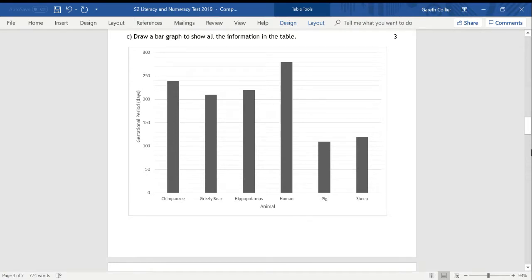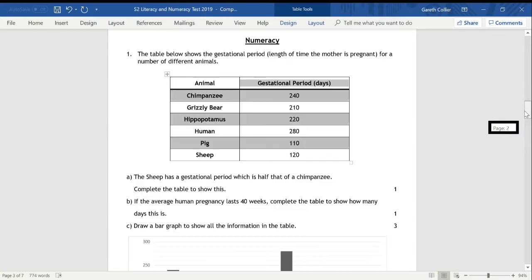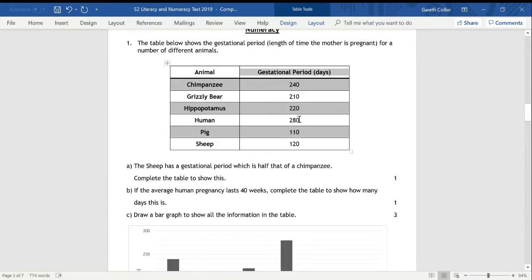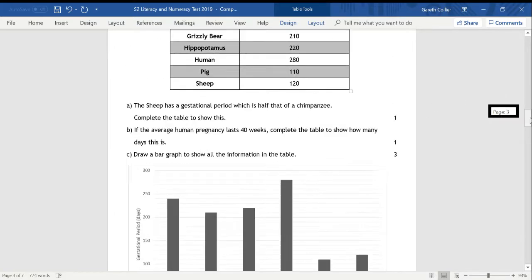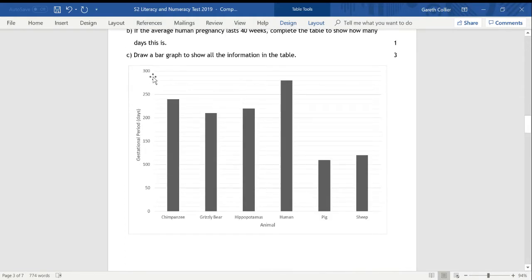We need a scale which ideally starts at 0 and fits the number of squares we've been given and is higher than the highest number that we're given in the table. So the highest number we're given here is 280, so we need to have at least 280 in space. I can go up to 300, so that's fine.